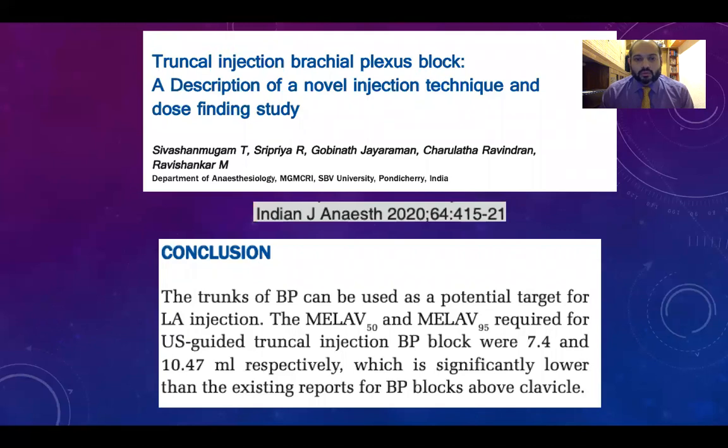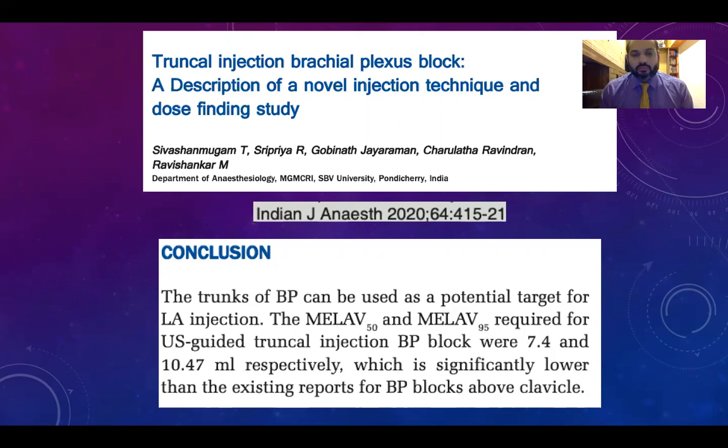So, this block has witnessed a lot of evolution since Vinny introduced it in 1970. So now we are talking about suprascapular block, we are talking about low volume block. Thanks to the advent of ultrasound guided blocks. So in future, I'm quite sure there will be consensus of this actual site of injection as well as the volume of injection.